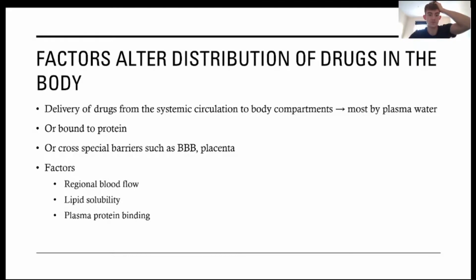And what are the factors that affect where these drugs go? We've got regional blood flow, so how much blood goes into certain parts. Obviously if we've got a rich blood supply, the drug will work more in those areas. Again, lipid solubility and plasma protein binding as well. So how much affinity does the drug have to a protein carrier?